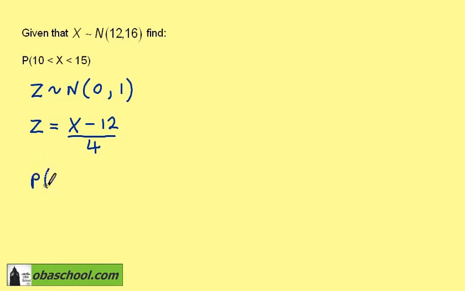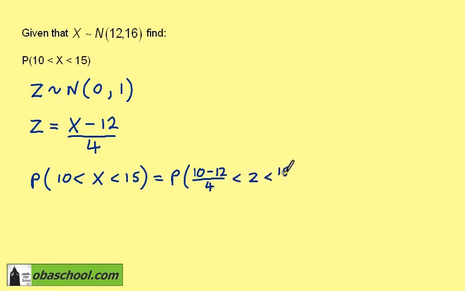So we want the probability of x being between 10 and 15, and transforming, this gives us the probability of 10 minus 12 over 4 being less than z, which is less than 15 minus 12 over 4. So we get the probability of z being between minus 0.5 and 0.75.